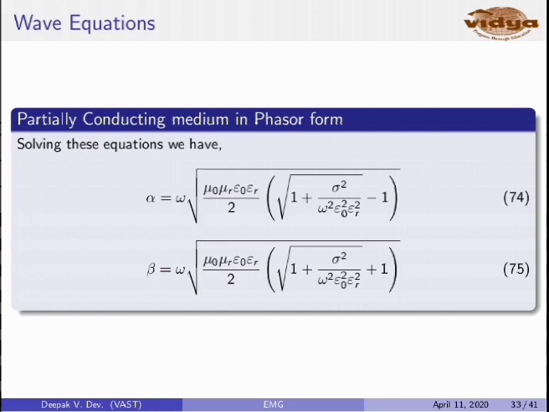So in this lecture we derived the wave equation for partially conducting media, both in differential form and in phasor form, and the derivation for the attenuation constant alpha and the phase constant beta is also done, and gamma is the propagation constant.